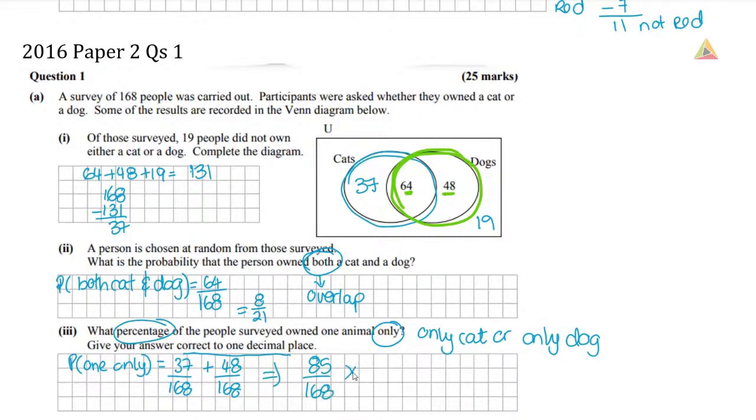And we change that to a percentage by multiplying a fraction by 100 or by 100 over 1. And to one decimal place, that gives 50.6% of the people surveyed had only one of a cat or a dog.